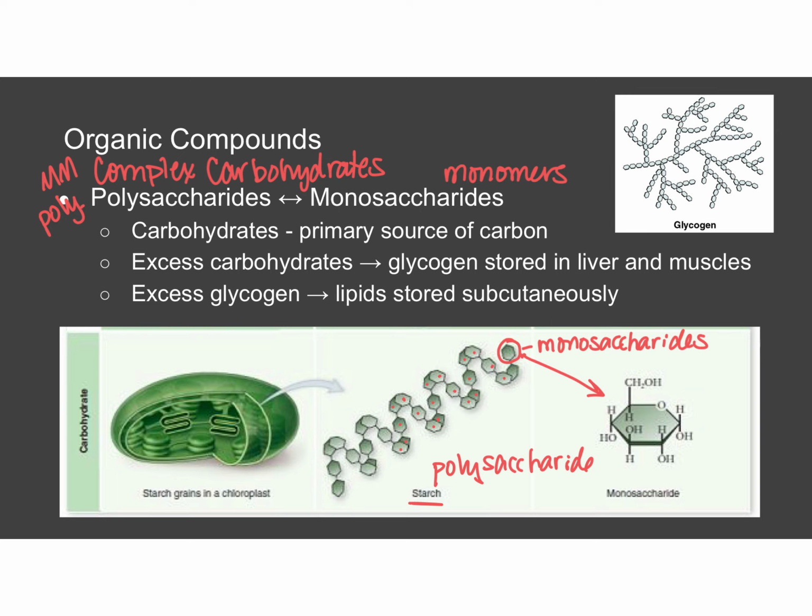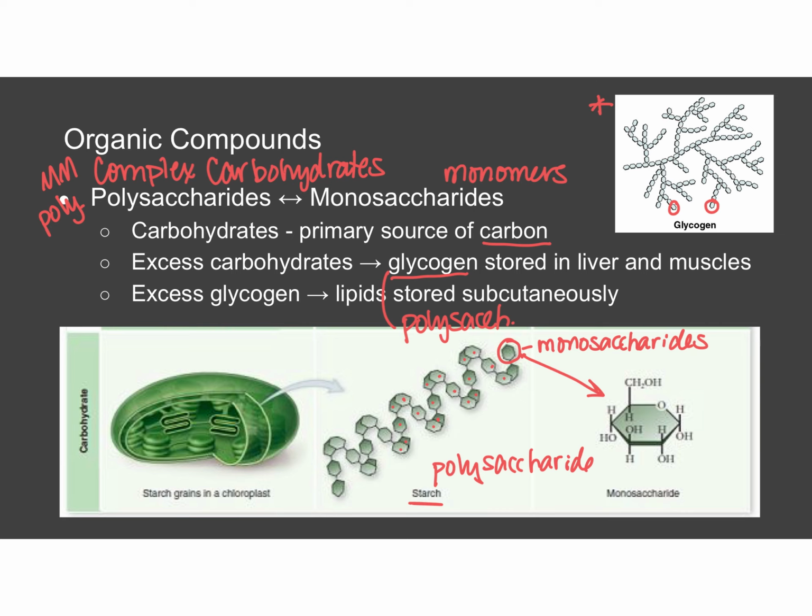And carbohydrates play a couple of different roles in the body. They are the primary source of carbon, and that carbon is needed in order to make other organic compounds. Excess carbohydrates get stored as glycogen, and glycogen is another polysaccharide. It's similar to starch, but it's a little bit different in structure. So you can see in this picture here that each one of these little hexagons is a monosaccharide. And then when they're all bonded together, they form this polysaccharide known as glycogen. And so it's a little bit different in how the monosaccharides are arranged from starch.